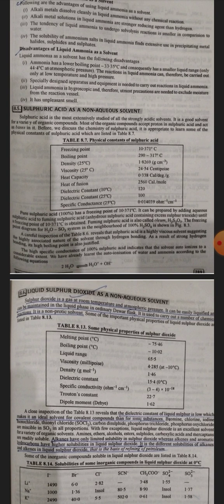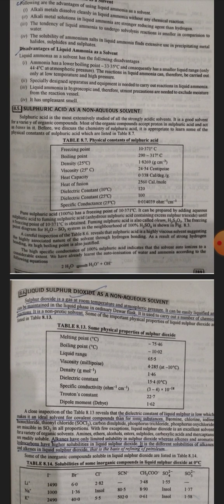Sulfuric acid as a non-aqueous solvent. Sulfuric acid is the most extensively studied of the strongly acidic solvents. It is a good solvent for a variety of organic compounds. Most organic compounds accept a proton in sulfuric acid and act as a base in it. Pure sulfuric acid, 100%, has a freezing point of 10.371 degrees Celsius. It can be prepared by adding fuming sulfuric acid to aqueous sulfuric acid.